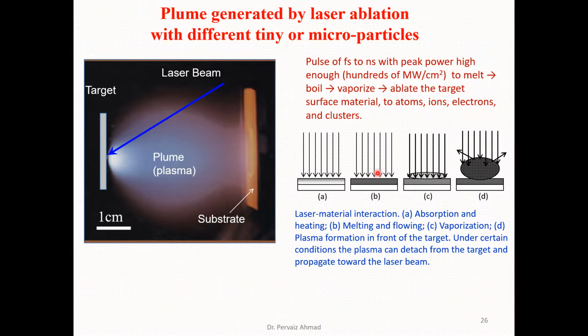Then we have the second process, denoted B, in which we have melting and flowing. In section C, we have vaporization of the depositing material. And in section D, we have plasma formation, as you can see here. This corresponds to the process happening between the target and the substrate, so in D we have plasma formation in front of the target.